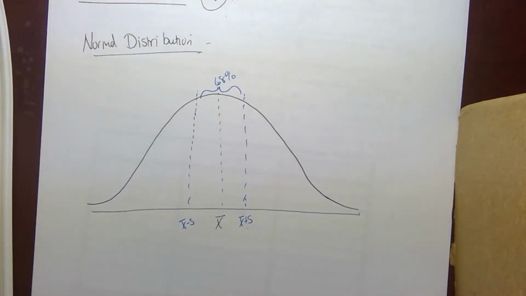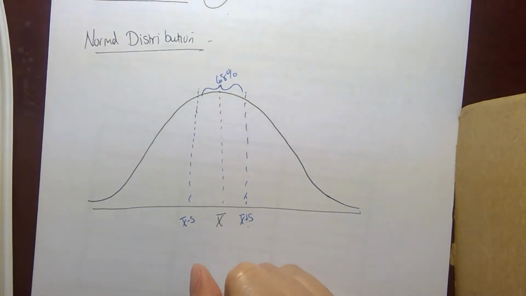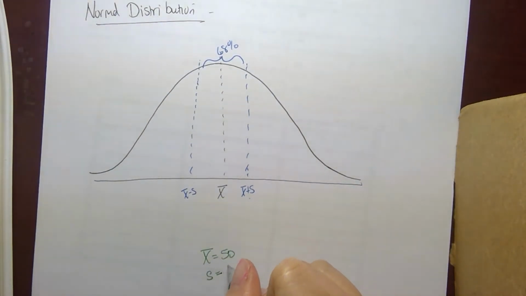Let's say that for whatever my data set is, the mean is 50. And the standard deviation, the average variance from the mean, the average distance from the mean, is 5. That means that, let's say this is a test score.